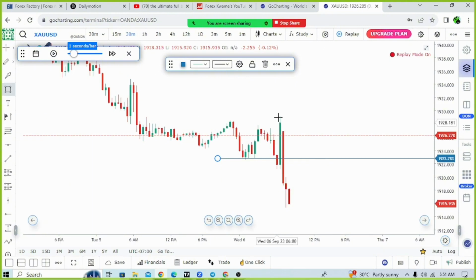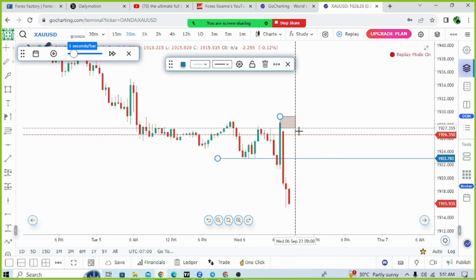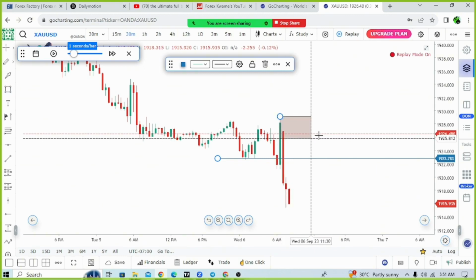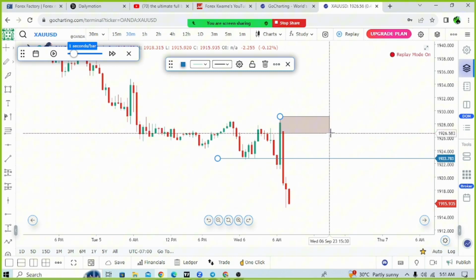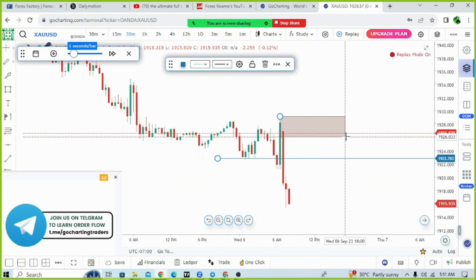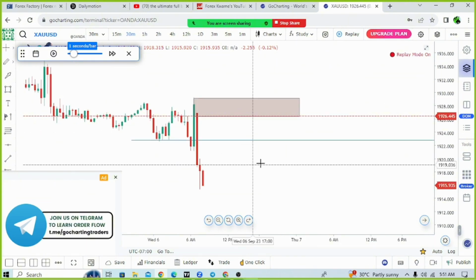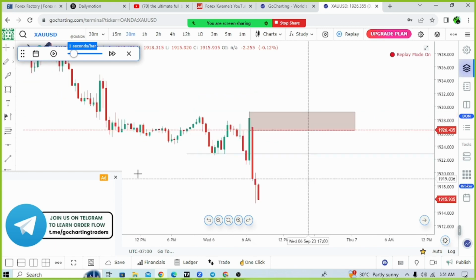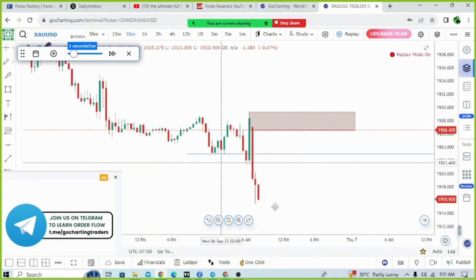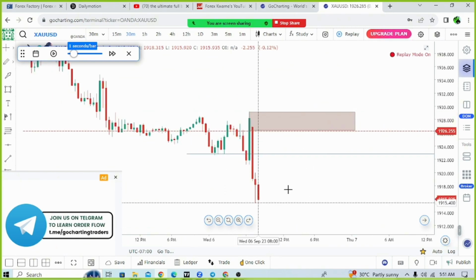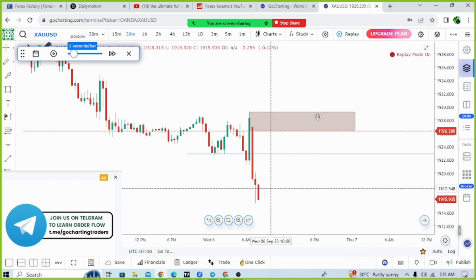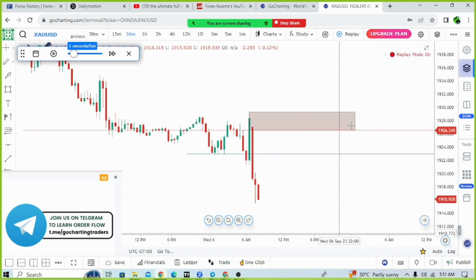This zone right here, so we mark this zone right here. This is our zone, guys. So now we have the market breaking a structure, okay. We are going to wait until the market comes and taps into this zone again, and then we look for another sales, okay.